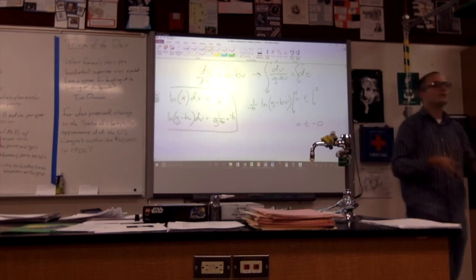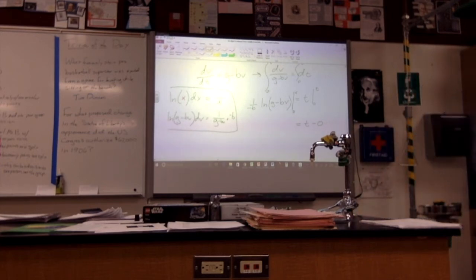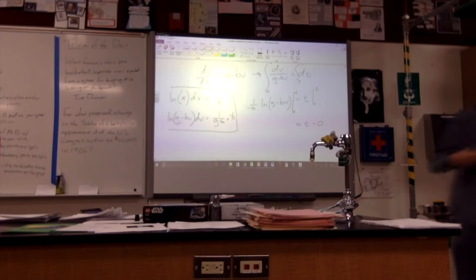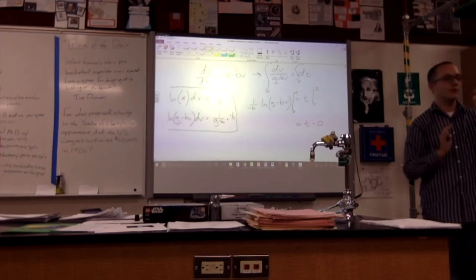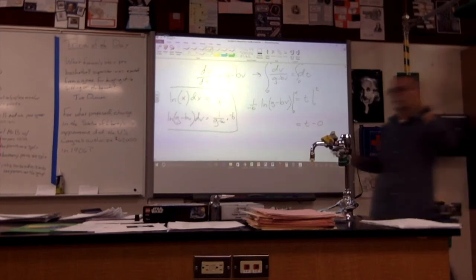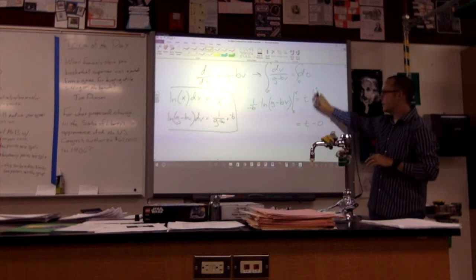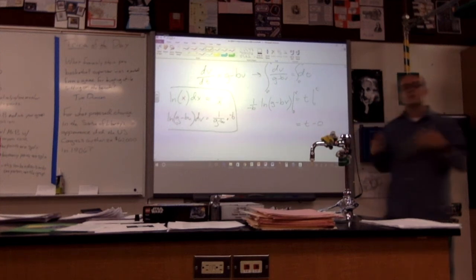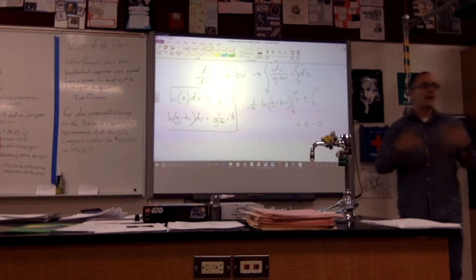What I'm showing you is the fundamental rule of calculus. The fundamental rule is that when you take an integral, you plug in your limits. The top limit is what goes first. The bottom limit gets subtracted. This is what you're doing whenever you're taking the area under the curve.